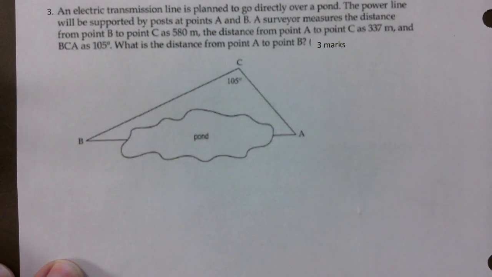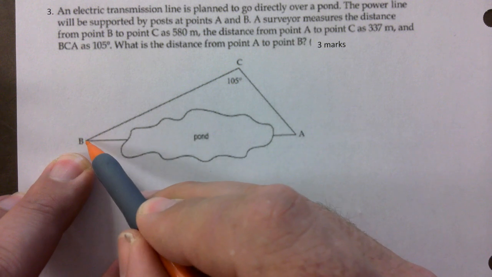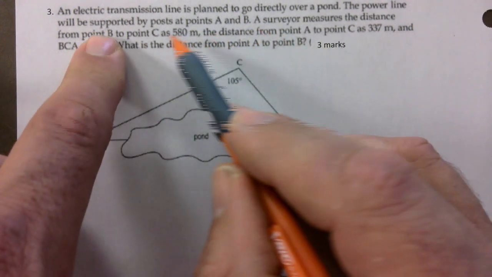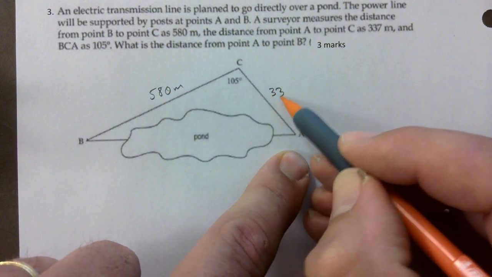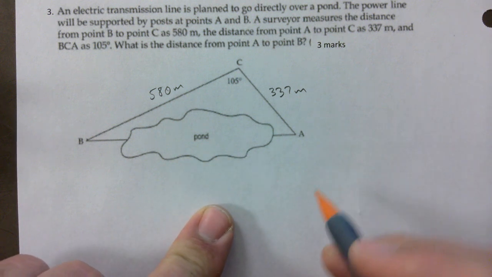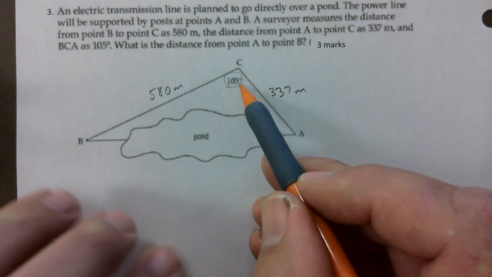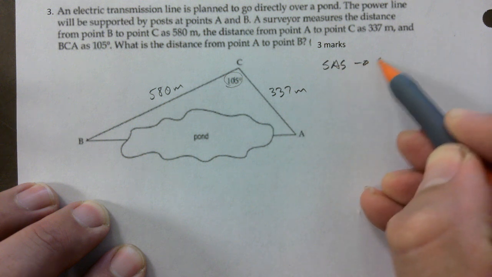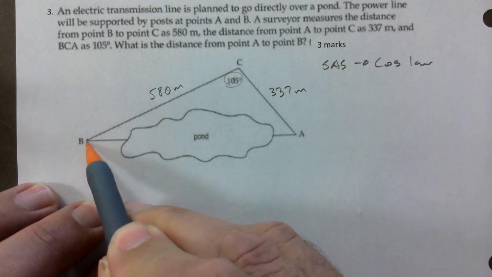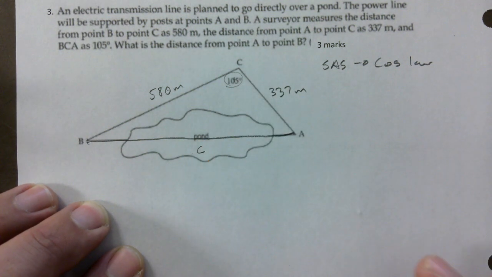Next, partially filled triangle. Get used to that, especially for tomorrow, okay? This one is pretty straightforward. They tell you that the distance between B and C is 580, and the distance between A and C is 337. The reason I gave you one of these is because you have an obtuse angle, which presents a challenge if you like using your calculator. So it's SAS nonetheless, right?